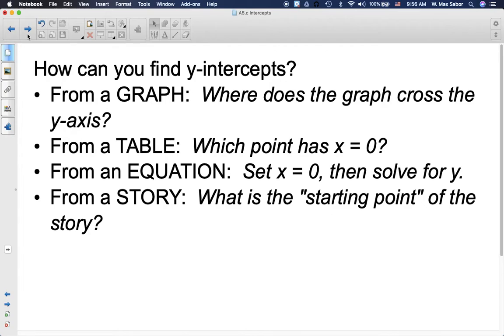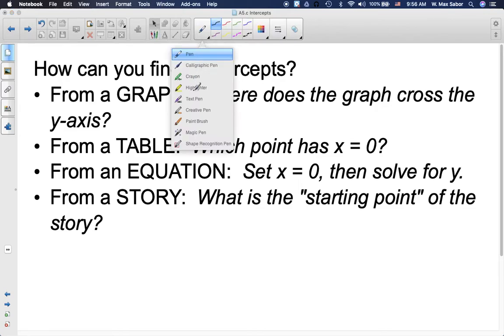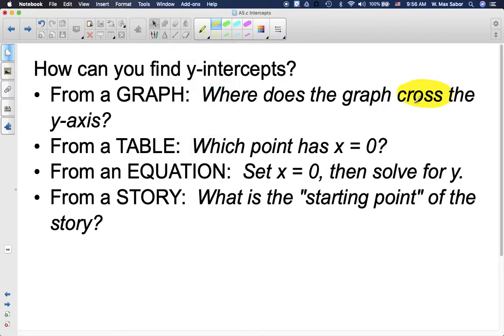Well, from a graph, we're looking at where the graph crosses the y-axis. Which point has x equals 0? Or we can say, let's make x equal to 0 and solve for y in an equation. And the idea in a story is it's the starting point. Saying, I'm making $10 an hour. Well, how much did you have at the beginning of the week? I had $58. Okay, so 58 is your y-intercept.